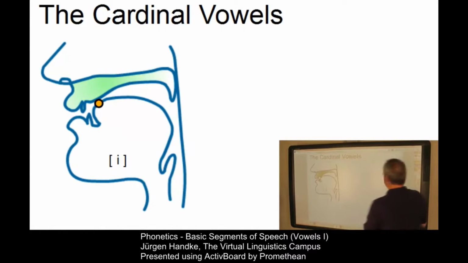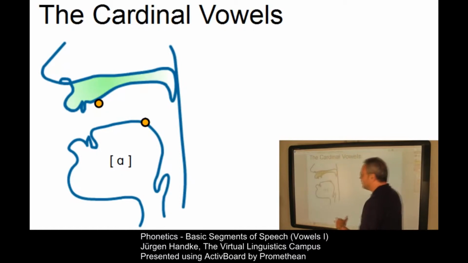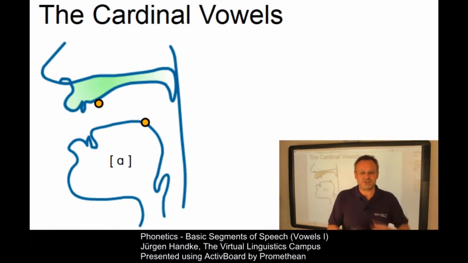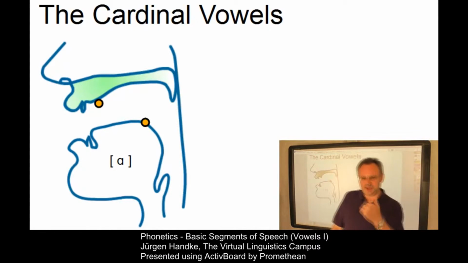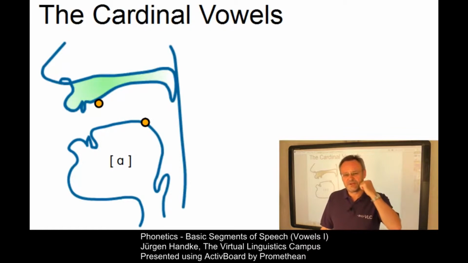Now the second vowel that serves as a reference point is the opposite. It is a vowel which involves the lowest possible tongue position, that is, you have to open your mouth, and the most back quality. The vowel would be something like this: ah. So now my tongue is back and low in the mouth.